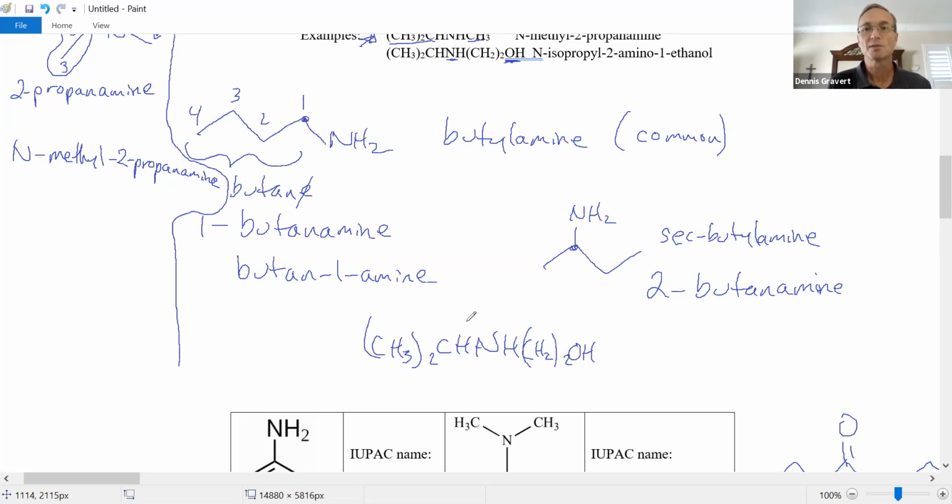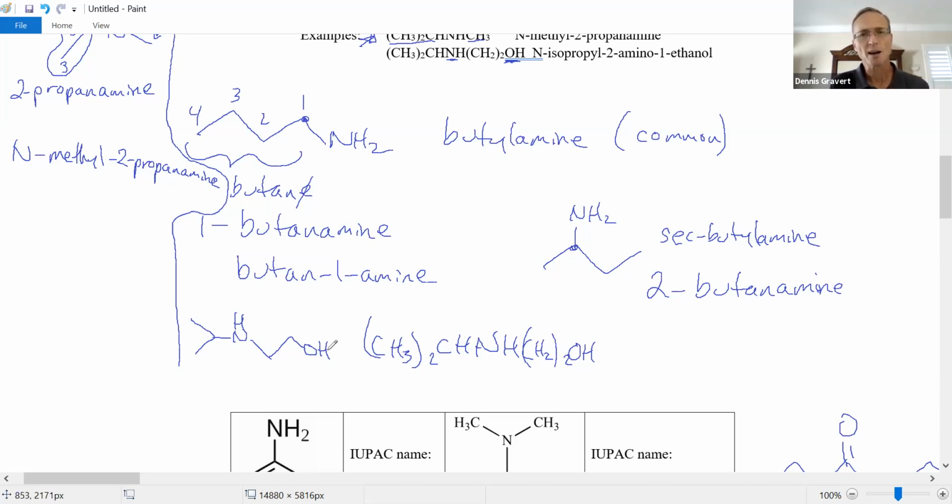Okay, so step 1, step 0. Let's draw the skeletal drawing of this. There's isopropyl group over here, nitrogen, and then 2 carbons, 2 CH2 groups. So maybe 1 carbon here, second one here, and it ends with an alcohol group. All right, let's give this an IUPAC name. Step 1, find the longest chain with the most important functional group.